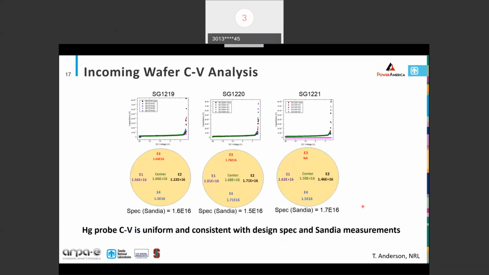And so the wafers arrive at NRL. Again, Travis is leading the efforts with his team there at NRL, and they undergo various metrology testing there. CV is one example of this. This is just one instance of that, and you can see the raw data at the top, and then carrier densities in the drift region extracted from those measurements at different points on the wafer. This is pretty good, pretty uniform across the wafer, and matches pretty well with the design spec and with measurements that we do at Sandia as well.